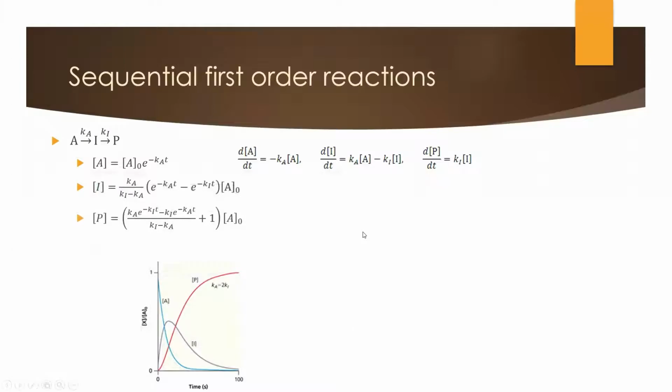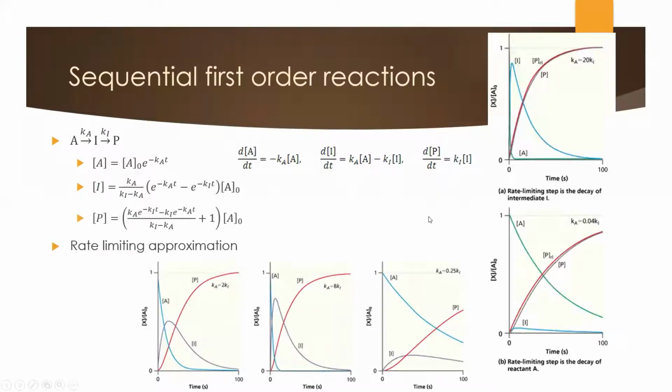We can go back to the slides here. We can see some more plots of this. This rate limiting approximation, again, is pretty good in the limit when one rate is significantly faster than the other, or the others if we have a more complex mechanism. And this is, again, very useful for simplifying very complex reactions, and it's a pretty good assumption if one of your rates is very slow compared to the others.